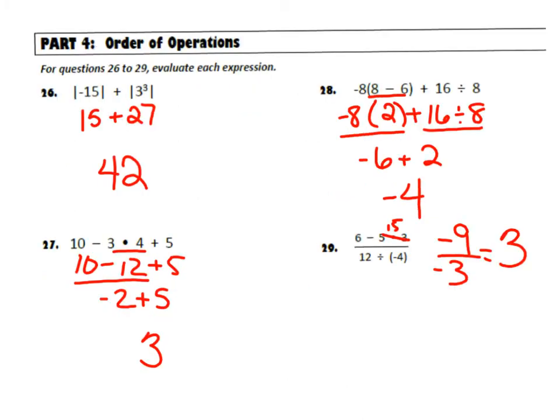Order of operations. I did my absolute value on each one. 3 to the third power, 3 times 3 times 3. 3 times 3 is 9, times 3 is 27. Absolute value, and then I added them together.